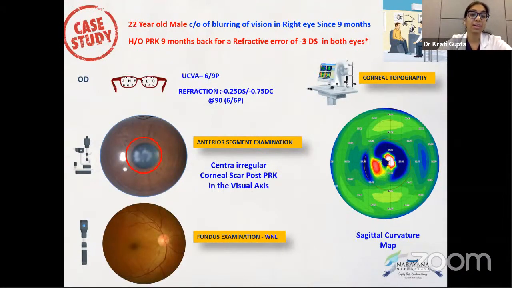On slit lamp examination, we found a central irregular scar in the visual axis. The rest of the anterior and posterior segment examination in the right eye was within normal limits. The topography, that is the sagittal map on the Cirrus topographer, showed a very small central area of flattening with a surrounding area of steepening.